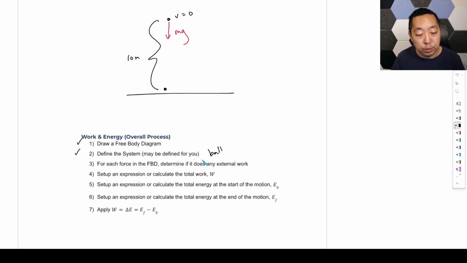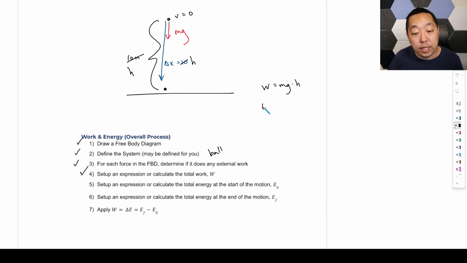For each force, determine if it does any external work. Gravity is caused by the Earth, which is external to the ball, so it does do work. The displacement here is downwards, 10 meters pointing downward, from the start to the end. So it does positive work: mg times 10. Let's just call it h, mg times h. It's positive because they're both pointing in the same direction.